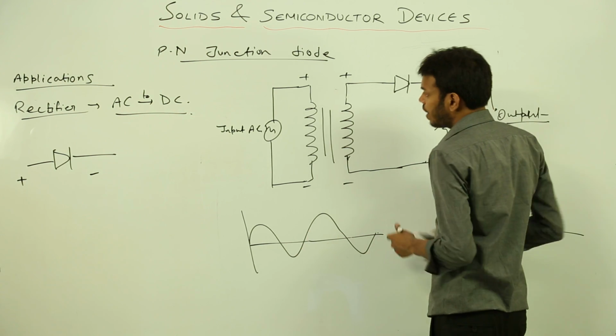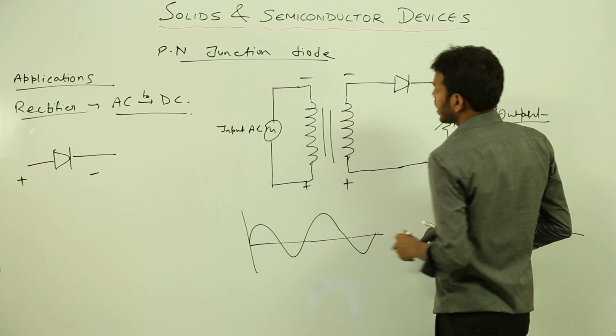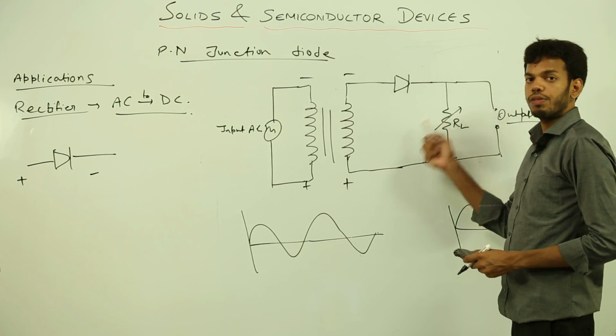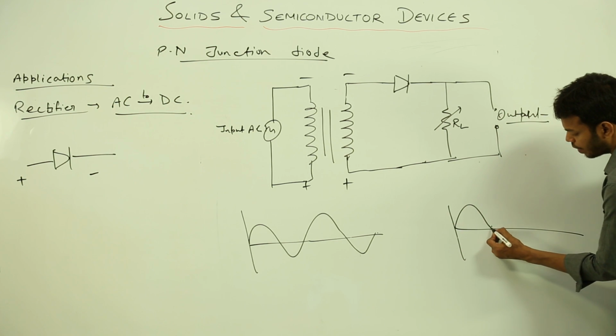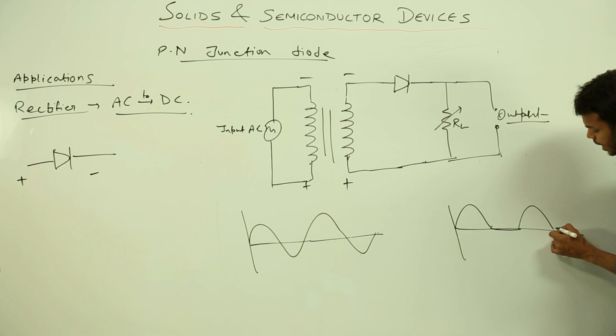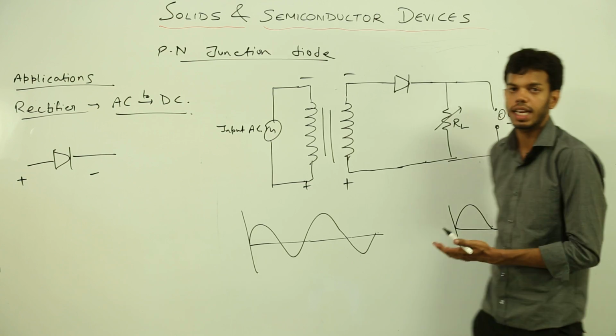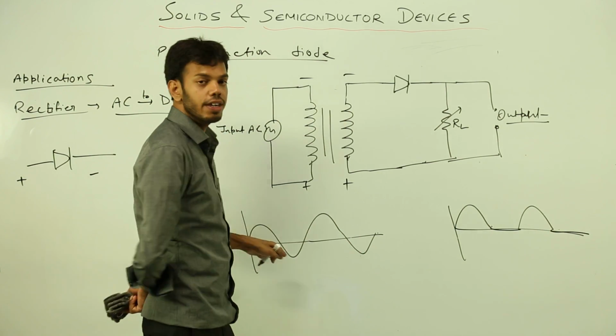But during negative half cycle, the diode is going to be in a reverse bias state. That means it will not allow current to flow through it, and then what will happen? We are not going to get any output. Then during positive half cycle, we will again get the output. During negative half cycle, we are not going to get any output. So what is happening? These negative cycles are getting eliminated from the circuit.